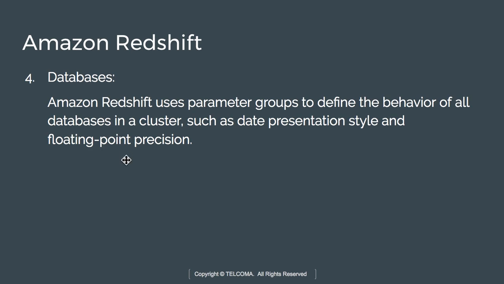Amazon Redshift uses parameter groups so that it can define the behavior of all databases in a cluster, such as date presentation style or floating point precision. So this is about databases.